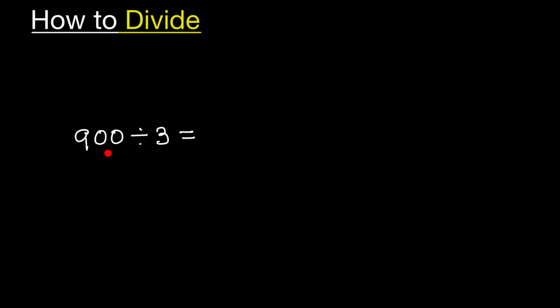Let's learn how to divide the number 900 by 3 using the long division method. We know that 3 times 3 is equal to 9. Subtract, we get 0. Now this 0 is less than 3. That is why we will bring down this adjacent 0 here.